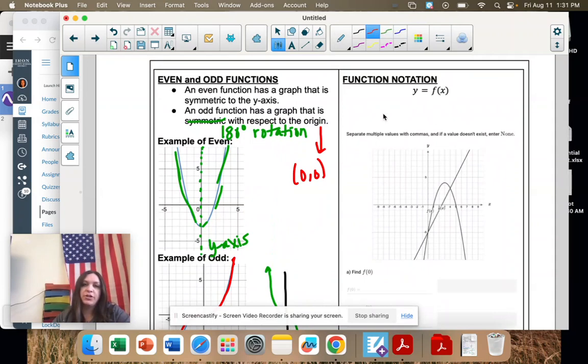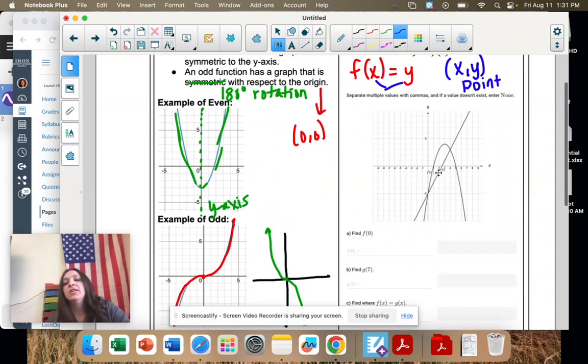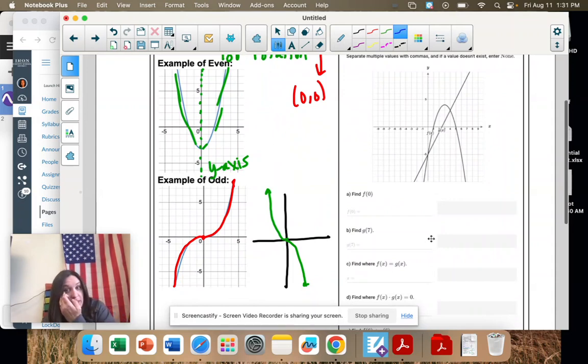Okay, our last one, you're going to see function notation. So y equals f of x. You're going to see it the other way, f of x equals y, where the xy from that notation is an xy point on a graph. And this is from a sample problem that you're going to have to do today.